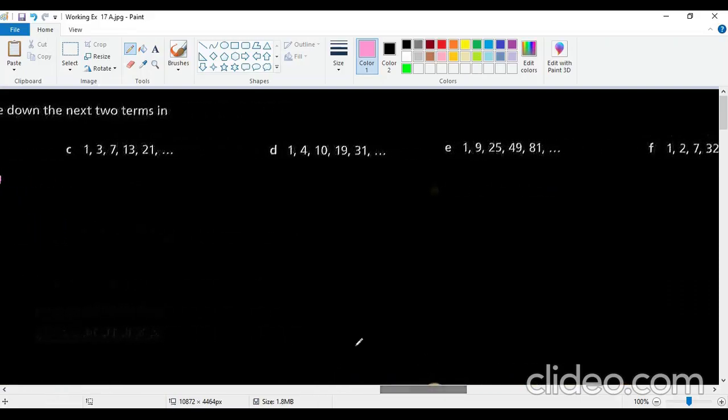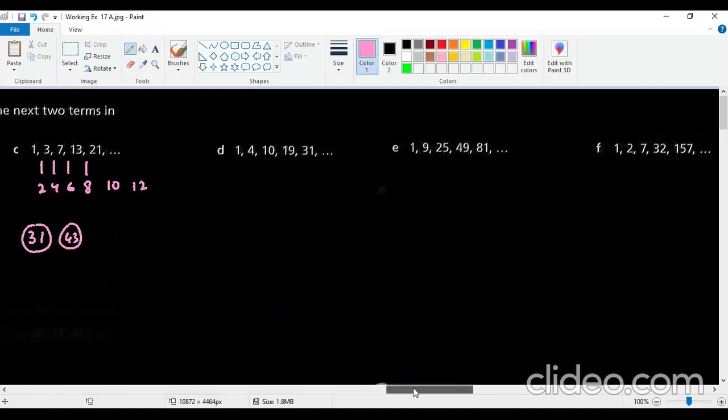Next comes 1, 3, 7, 13, and 21. Now here I can see the differences are 2, 4, 6, 8, and the next difference is going to be 10, and then 12. So 21 plus 10 is going to give me 31. 31 is going to be the next term, and after this it is going to be 31 plus 12, which is going to give me 43.